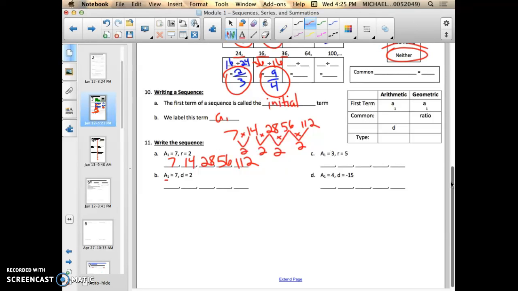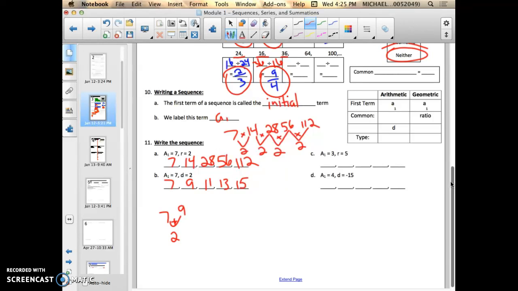First term is again 7, but this time the common difference, and difference is again arithmetic, meaning I'm adding to get to the next number, is 2. So 7 plus 2 is 9. 9 plus 2 is 11. 11 plus 2 is 13. 13 plus 2 is 15. So this sequence begins with the first term of 7. The common difference between the numbers is 2. So I'm able to write out that sequence as well.